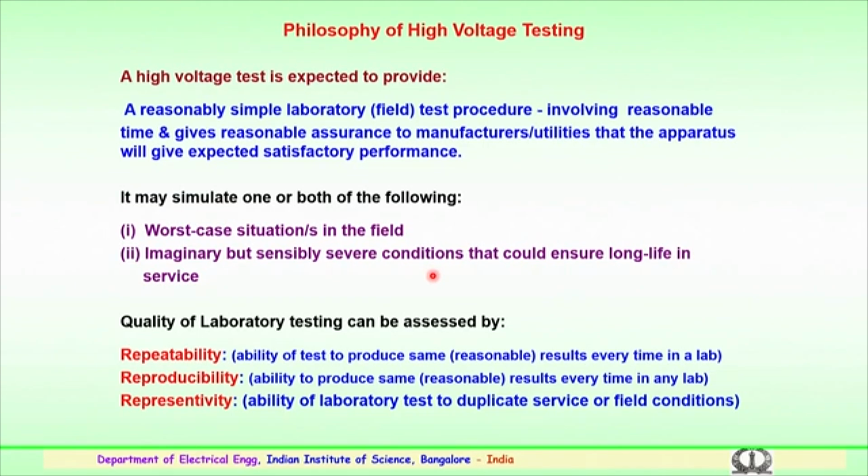So, the third is representativity. Representativity is the ability of a laboratory to duplicate the service or field conditions. We have very few laboratories in the world where the representativity, or the actual service conditions of the equipment, could be simulated. So, this is very important. The quality of any laboratory testing for equipment is assessed by these 3 important factors: repeatability, reproducibility and representativity of the laboratories.